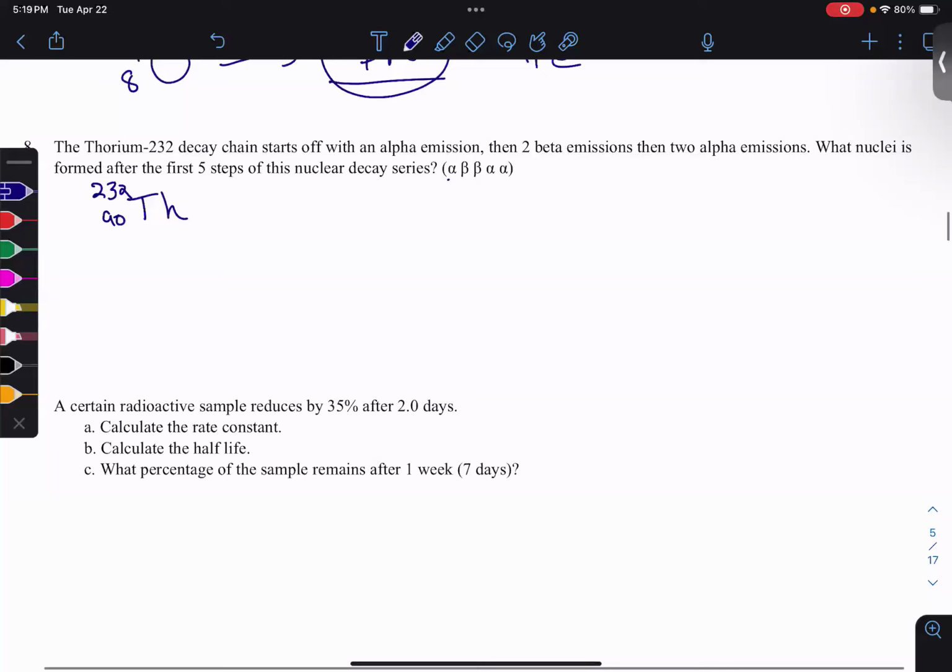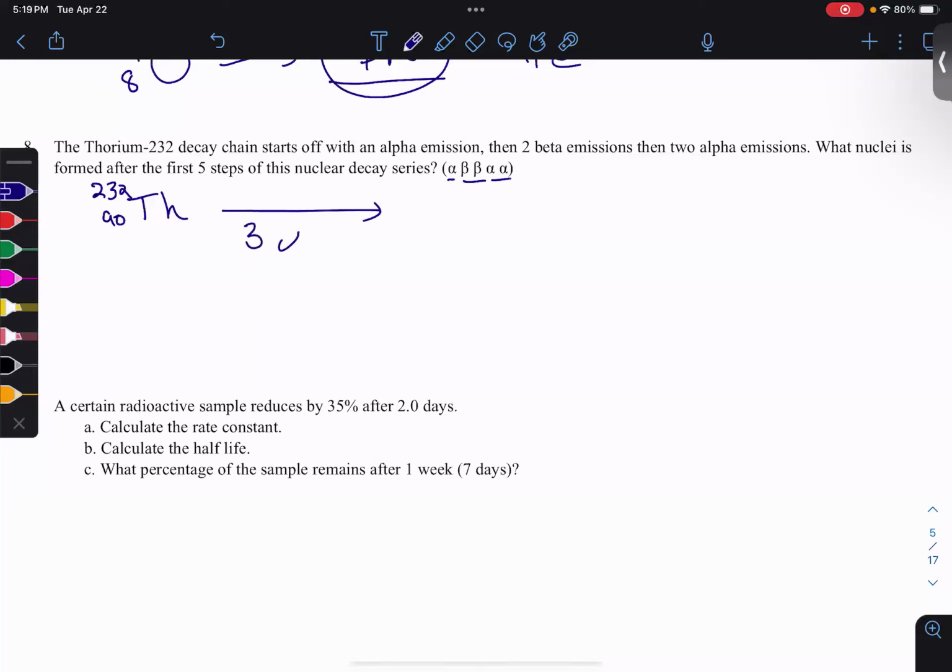So what's happening? We're doing an alpha, 2 betas, then 2 alphas. You can either, because remember, when we do these nuclear reactions, the nuclei, masses and stuff, they're conserved. So we can bulk all the steps together, or we can do them one at a time. In my mind, I'm lazy, so I'm just gonna bulk them together, all right?